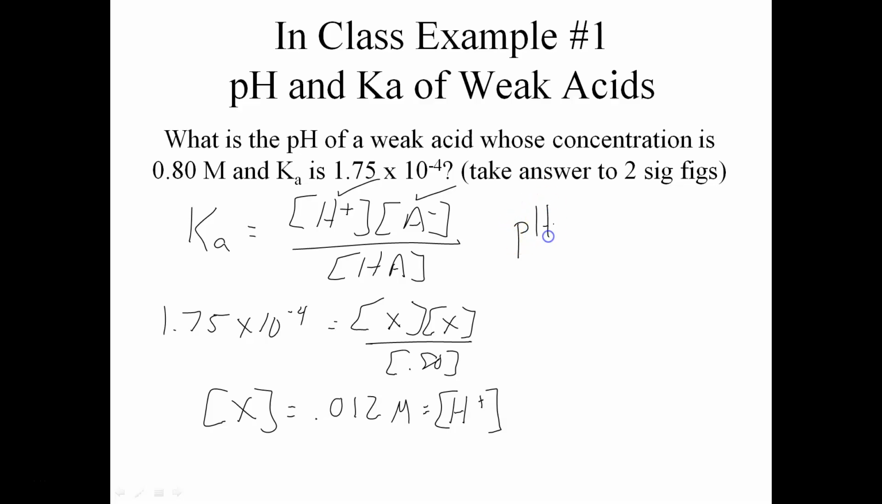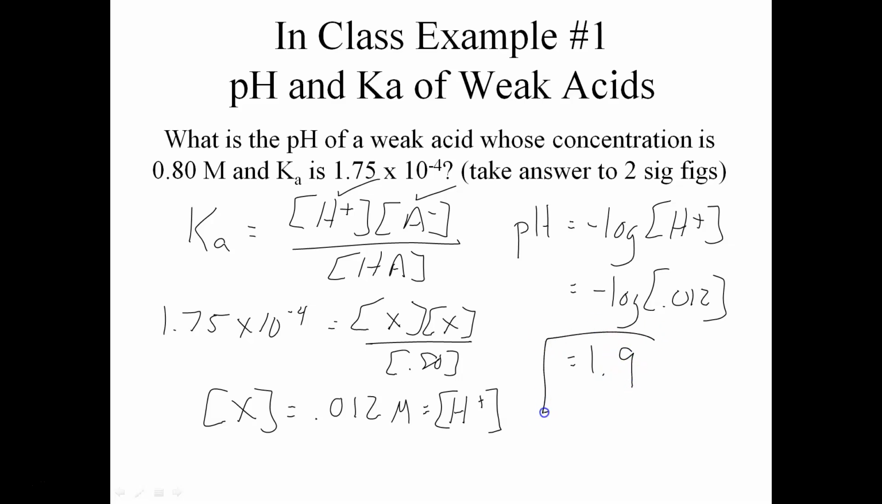So the pH is negative log of your hydrogen concentration. So that's the negative log of 0.012, and rounded to 2 sig figs, we're going to get 1.9 for the pH. It should make sense. You have a weak acid, it's still going to be an acidic pH, right? So acidic pHs are closer to 0. So we're good. We have 1.9 for the pH of this.